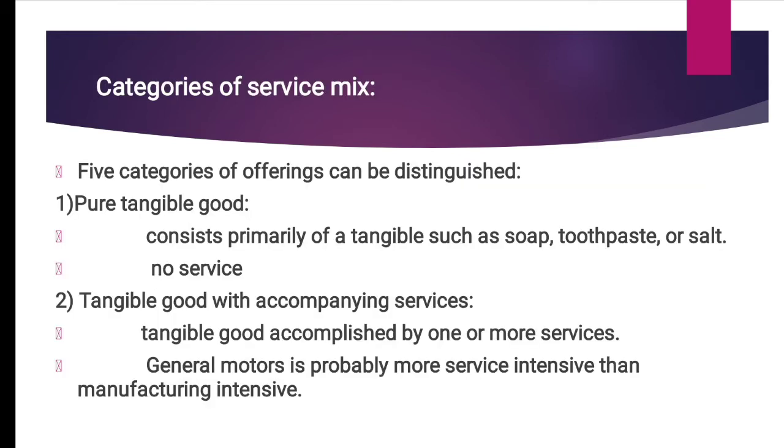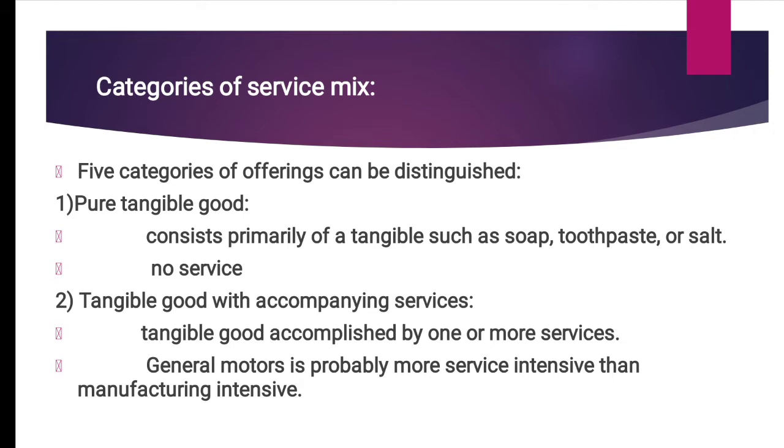Next, we can see the categories of service mix. It's of 5 types. The first is pure tangible good. In this, we don't get any service. We just pay the amount and we get the products. The next is the tangible good with accompanying services. In this case, we pay and get a good, and we also get service for the good.